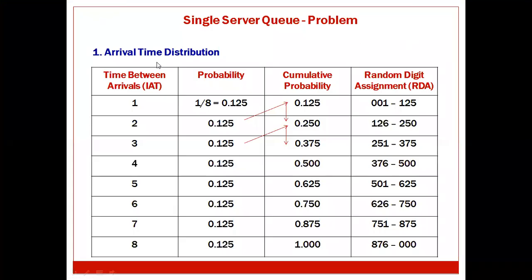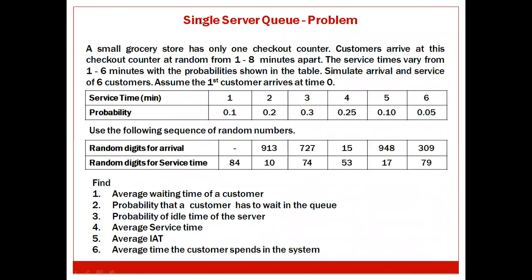So we will have to generate a few tables here. The first table you are going to generate is the arrival time distribution. So we will make columns, one for IAT, that is time between arrivals, then probability, then cumulative probability, and then RDA, that is random digit assignment. So how do we find this inter-arrival time? Just look at the question. Since they have given that customers arrive at this checkout counter at random from 1 to 8 minutes apart, they have specifically not given any probability for arrival time.